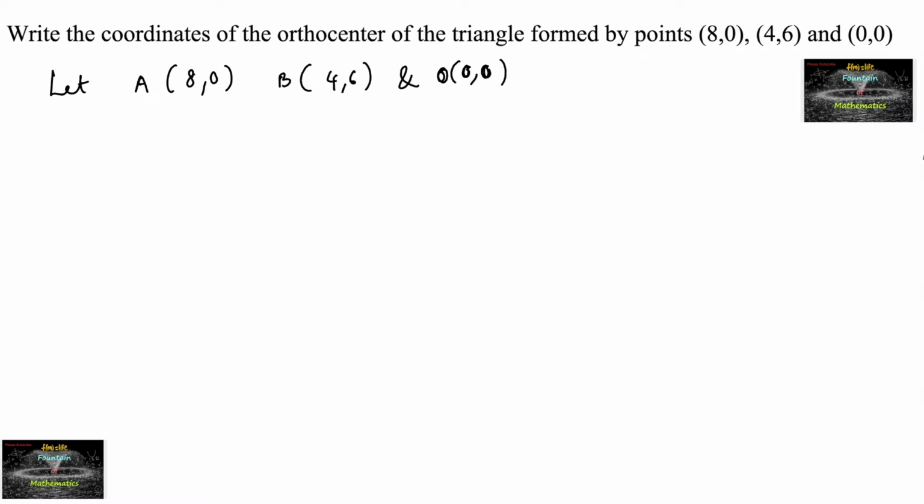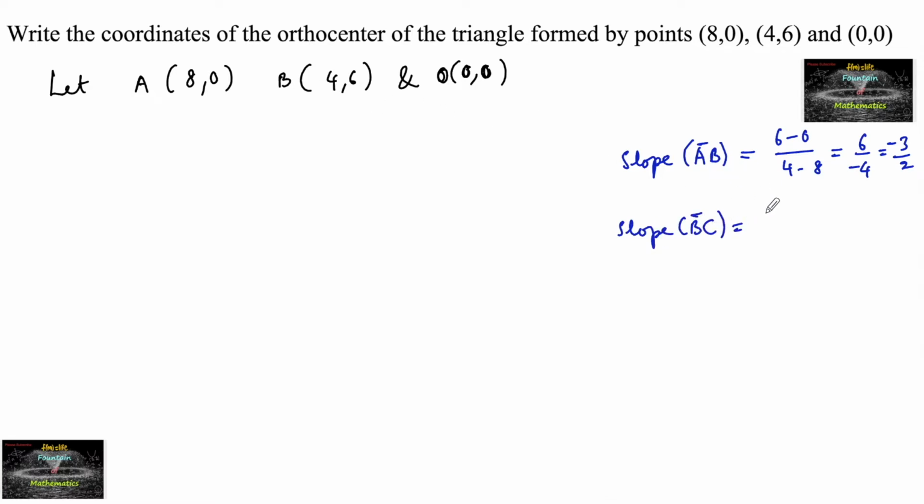And now let's check whether this triangle is a right angle triangle or not first, by taking their slopes. Slope of AB is (y2 minus y1) upon (x2 minus x1). It's 6 minus 0 upon 4 minus 8, which is equal to 6 upon minus 4, which is equal to minus 3 by 2. And now slope of BC is 0 minus 6 upon 0 minus 4, which is equal to 6 upon 4, which is 3 upon 2.